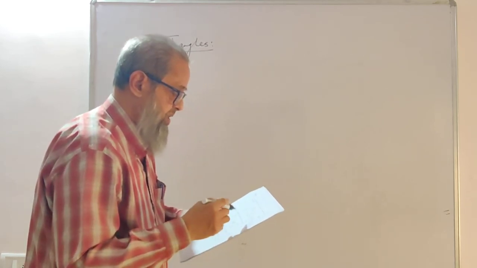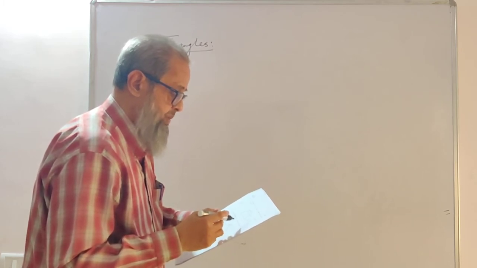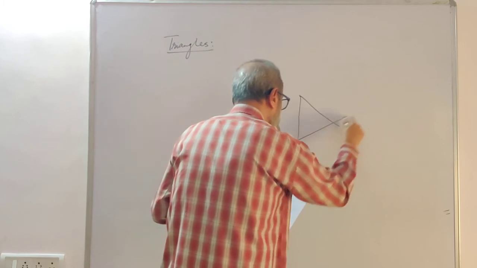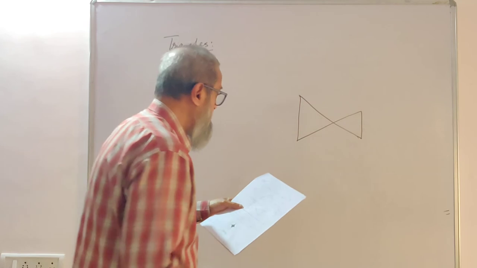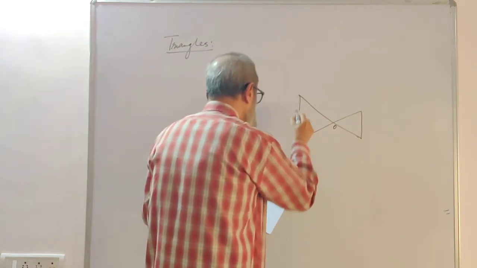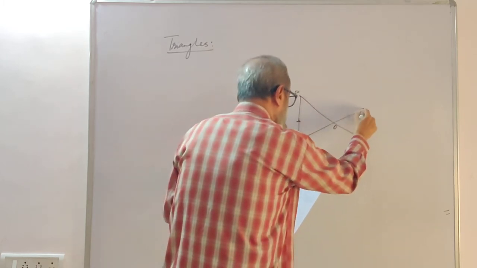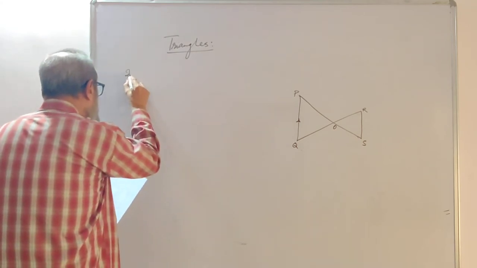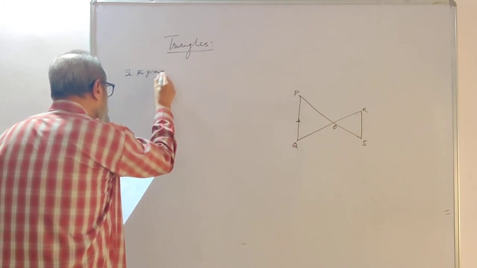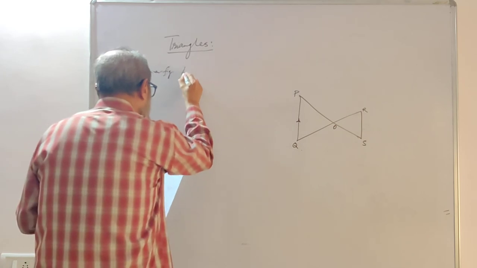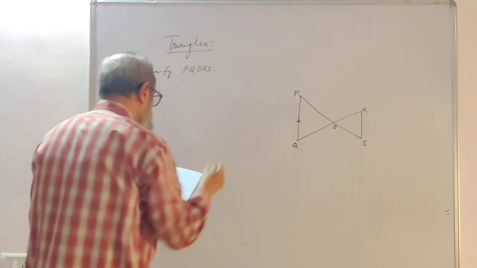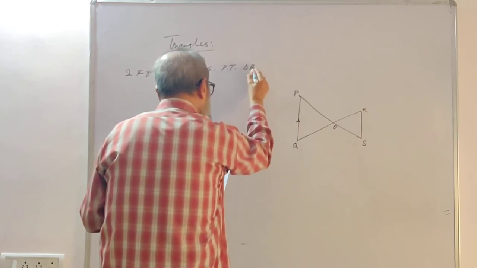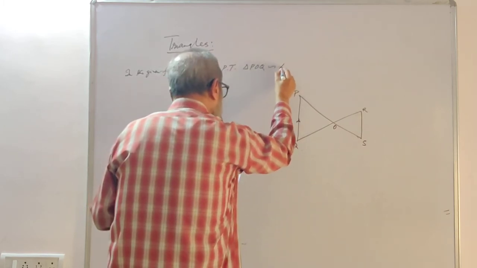In the given figure, if PQ is parallel to RS, prove that triangle POQ is similar to triangle SOR. Here is a figure. This is the given figure. Now this point is O, this is PQ, this is RS, this point is O. This is what he wants us to prove. In the given figure, PQ is parallel to RS, prove that triangle POQ is similar to triangle SOR.